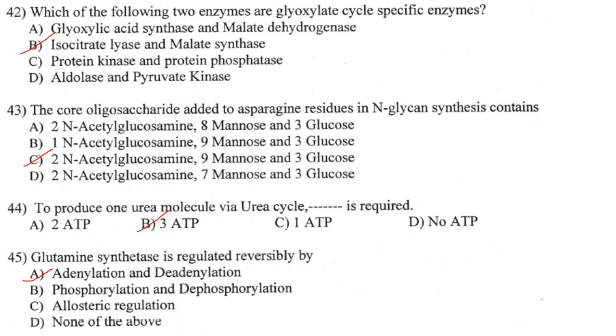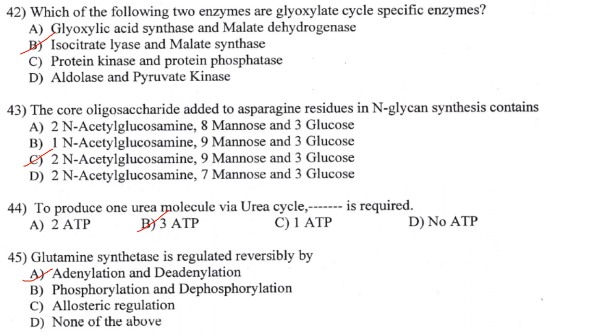To produce one urea molecule via urea cycle, dash is required. So how many ATPs are required? So the first step of urea cycle utilizes 2 ATP which is converted to 2 ADP plus 2 PPi for the formation of carbamoyl phosphate, and the third step utilizes 1 ATP which is converted into AMP plus PPi for the formation of argininosuccinate. So totally 3 ATP are required. Answer is option B.